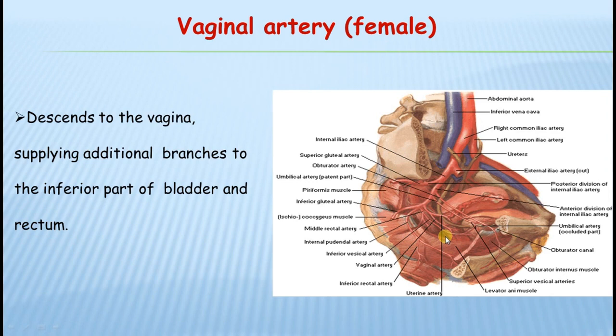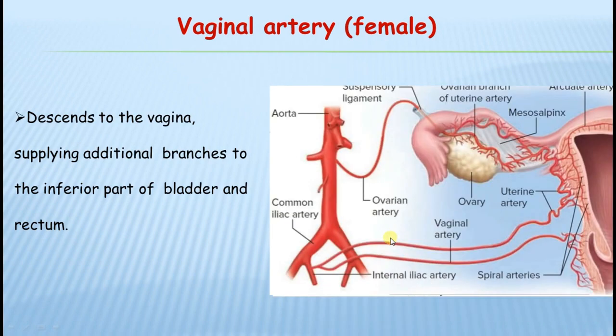It mainly supplies the vagina, the bulb of the vestibule in females, and also the lower part of the urinary bladder and rectum. So the vaginal artery is in females, and in males it is the inferior vesicular artery. Here you are able to see the vaginal artery. It anastomoses with the fellow artery of the opposite side, forms azygos arteries, and supplies the bladder and also gives branches to the rectum.